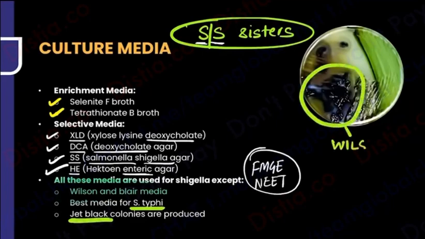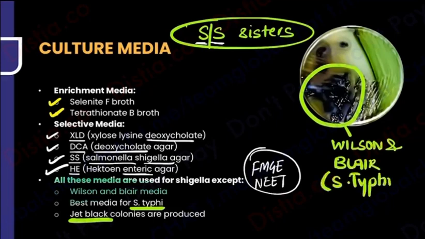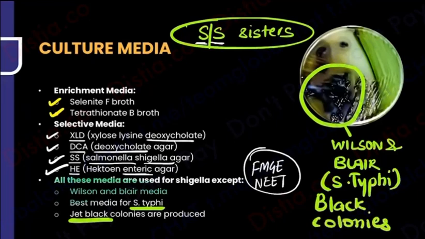So please note, Wilson and Blair medium is going to be for Salmonella typhi, and what you're going to get are the black colonies. Very important. So who created a fight between Salmonella and Shigella? It's the Wilson and Blair.